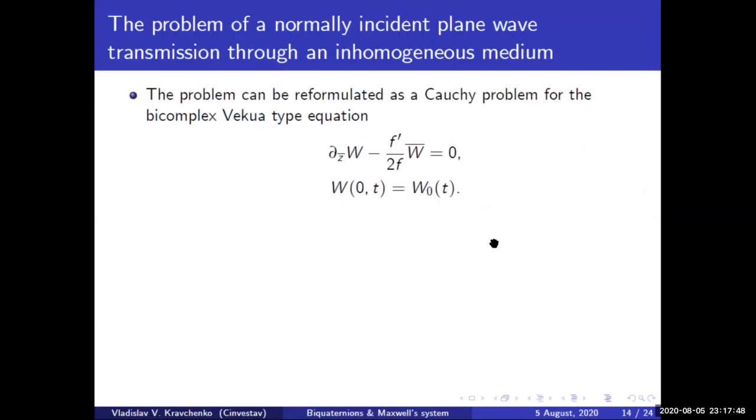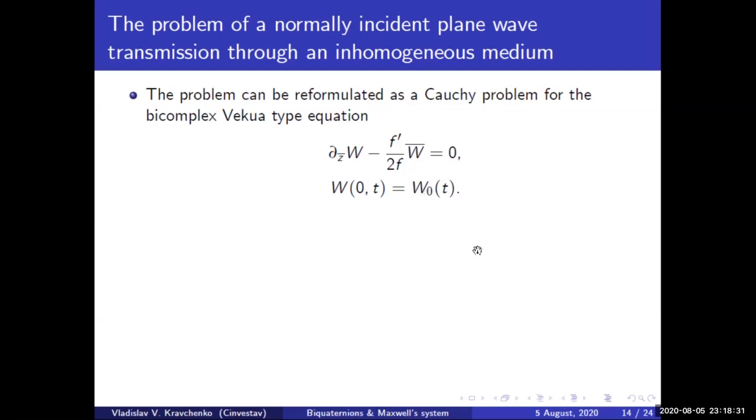And now what we can do for this problem. The whole problem of the wave propagation in this case through the inhomogeneous medium reduces to this more or less simple Cauchy problem for the bicomplex Vekua type equation. So this is the Vekua type equation, which I described above. And this is the initial condition. The initial here means that it corresponds to x equal to zero or xi equal to zero. And this is precisely our incident wave.